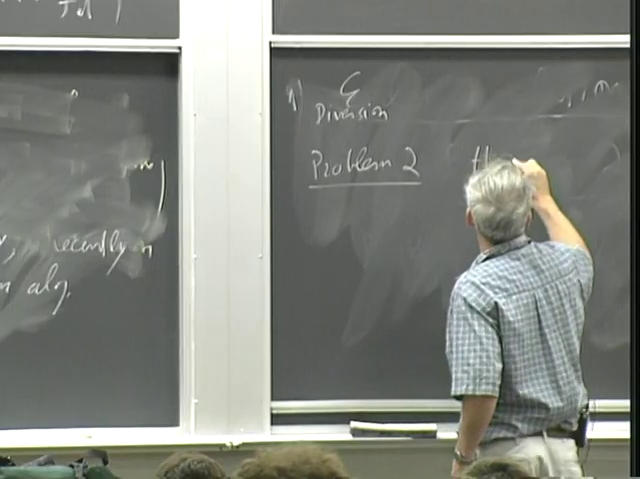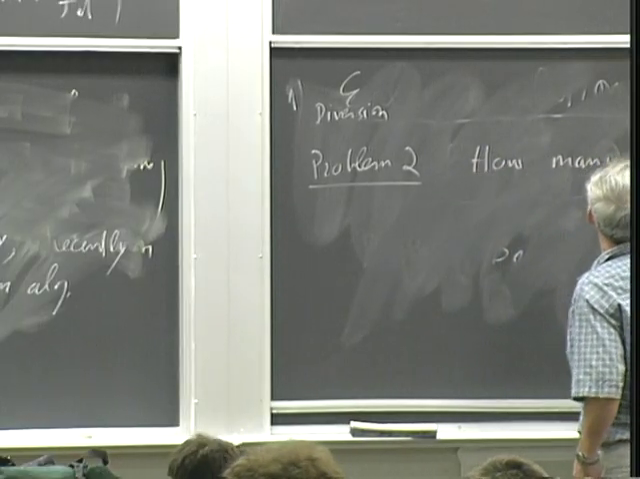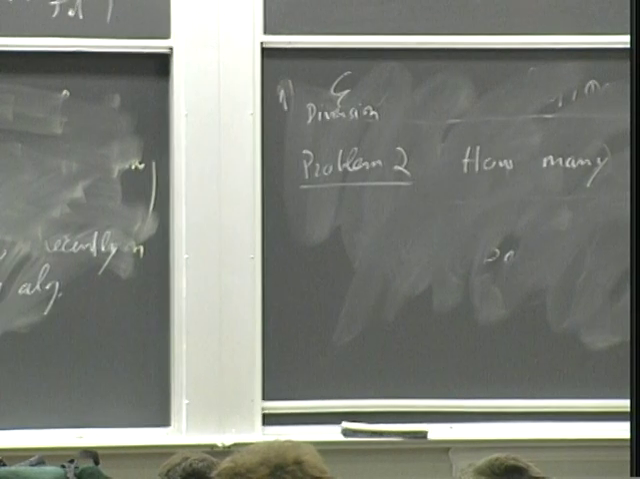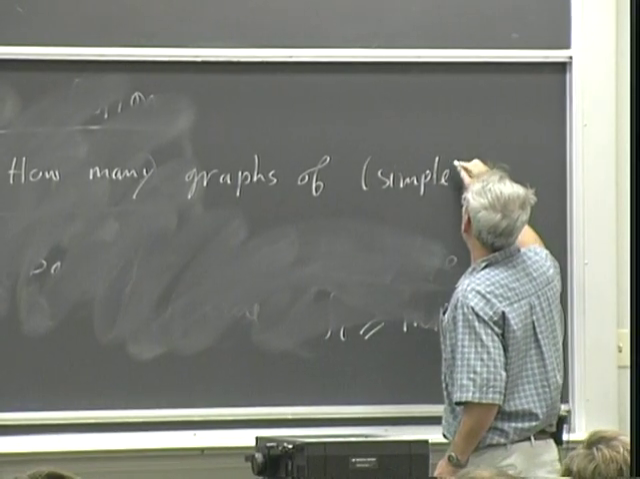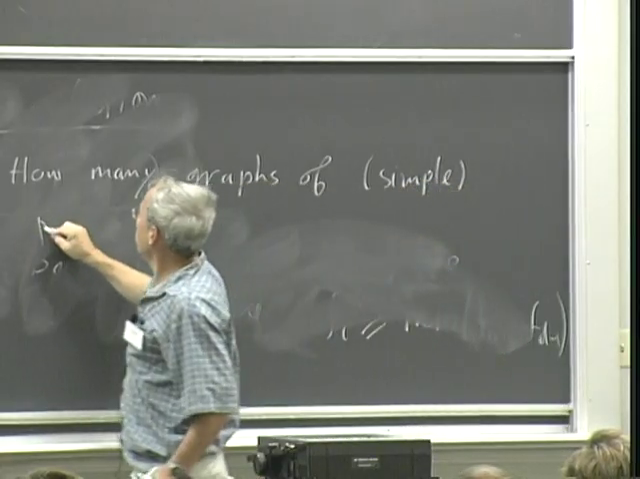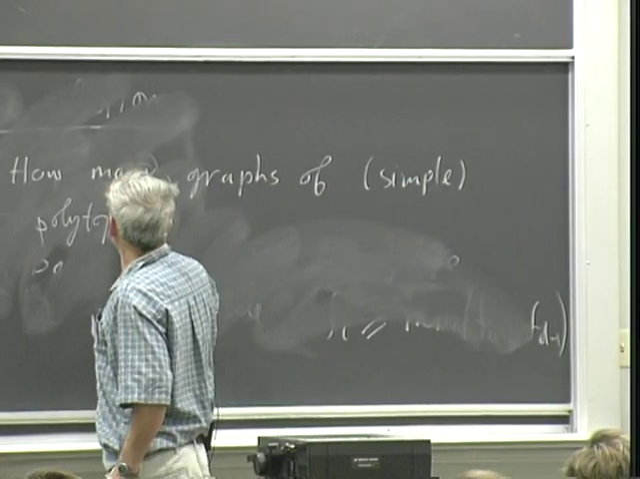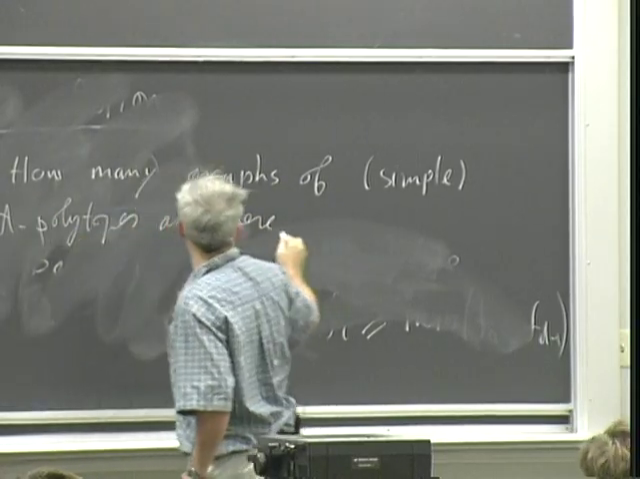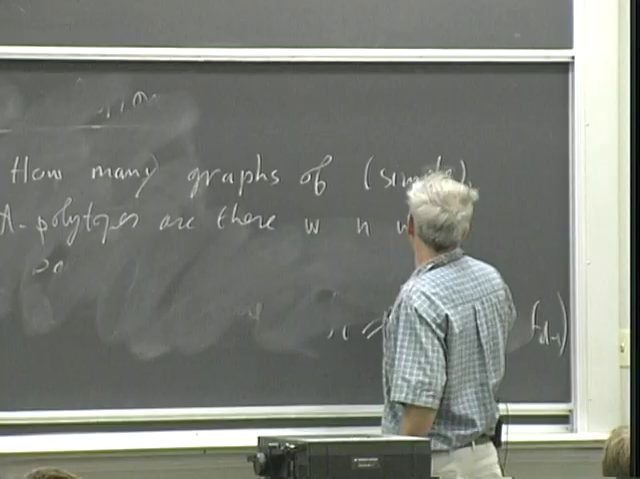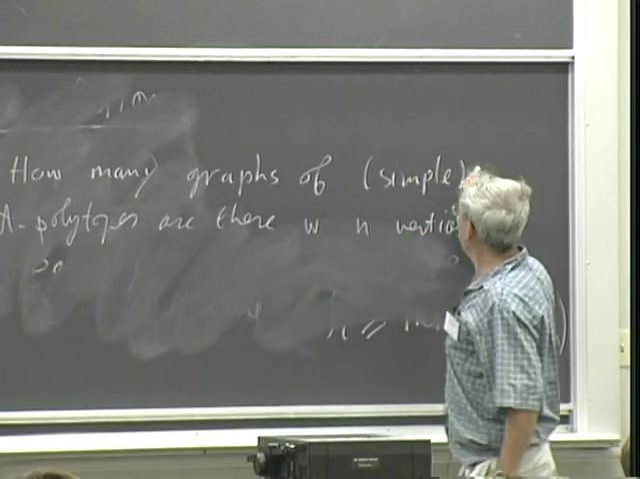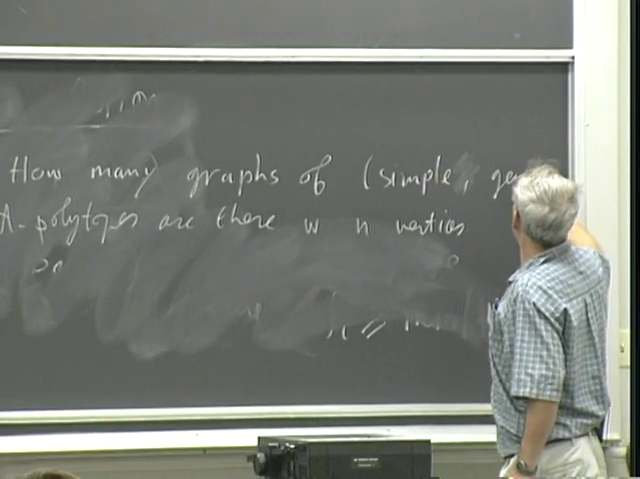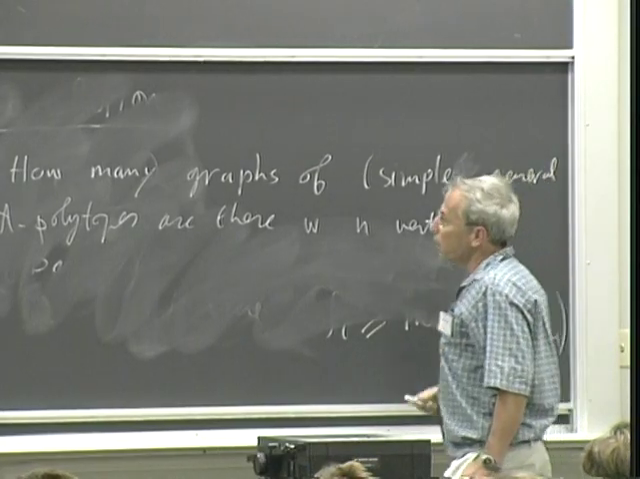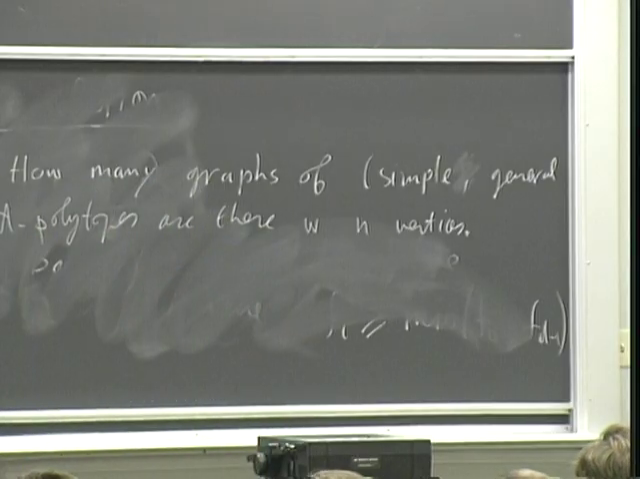How many graphs of simple polytopes are there? How many simple D polytopes are there with n vertices? So simple or general polytopes are there with n vertices. So this is quite a basic problem.